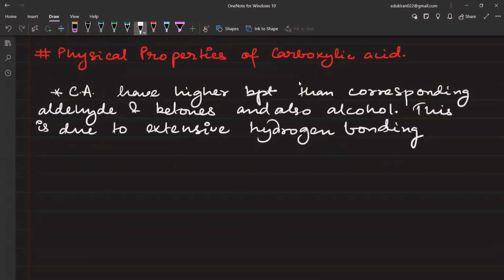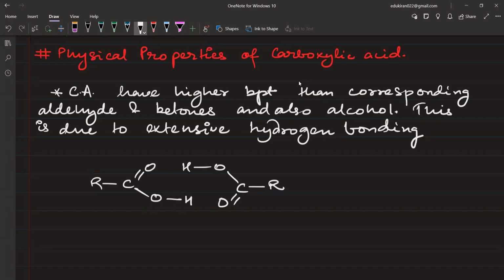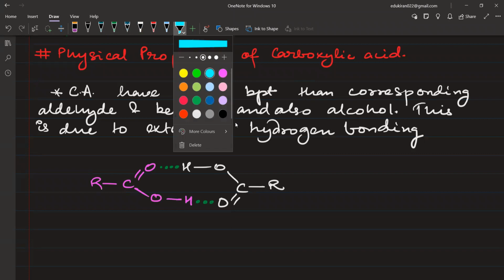So in carboxylic acid, you have C double bond O, and here you have OH, and here you will have hydrogen. Okay, so this is the structure of carboxylic acid. Now, the hydrogen of OH is hydrogen bonded with C double bond O. Again, here also it has a hydrogen bond with C double bond O. Now, these are the two fragments. This is one molecule of carboxylic acid, and this is another molecule of carboxylic acid.